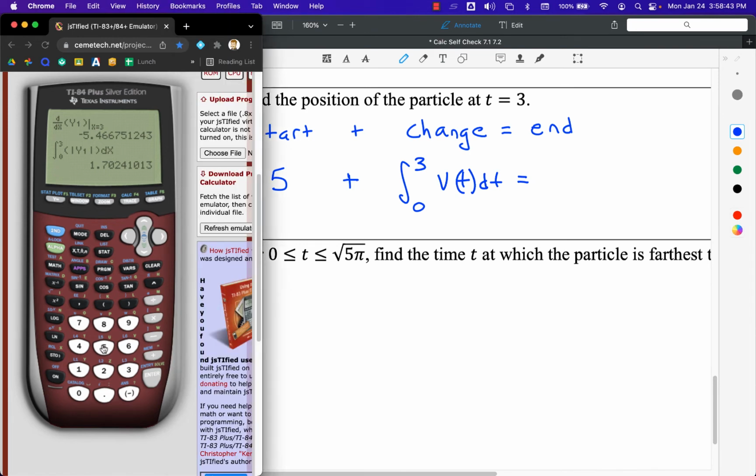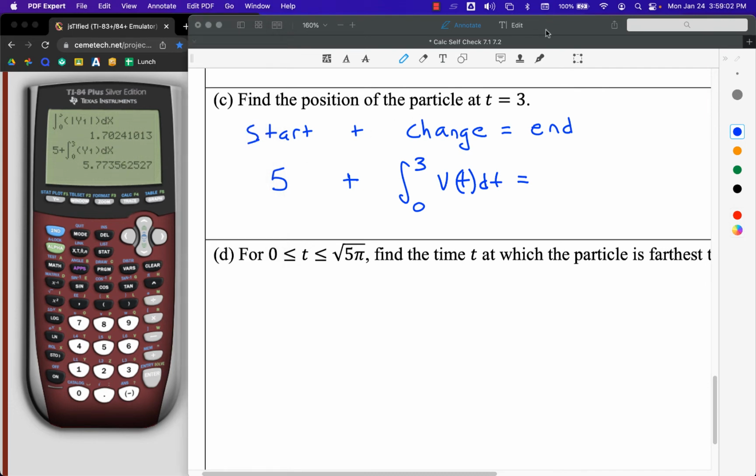So let's hop on over here. We're going to do 5 plus math 9 for our integral between 0 to 3. And we're going to do vars right, enter, enter for our y1, and all that with respect to x. We know how to enter it on the calculator. And hopefully we get 5.774. Yeah. 5.774. Easy peasy. All right.